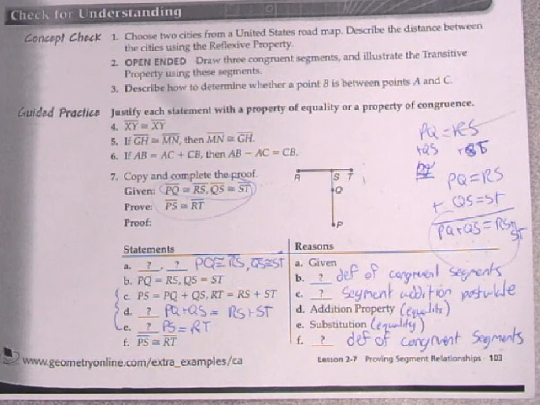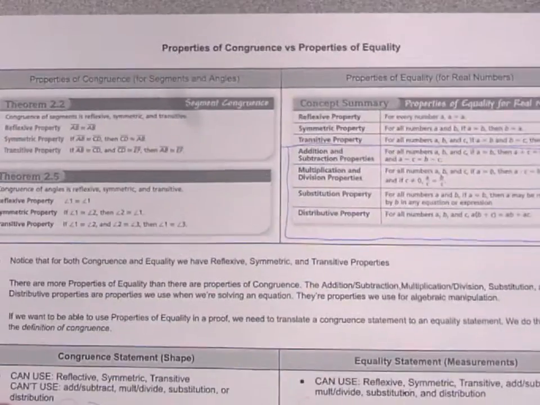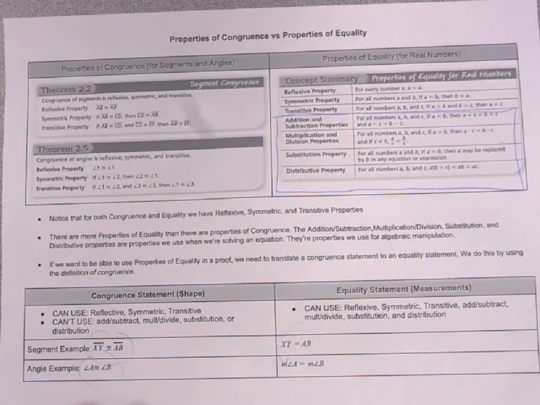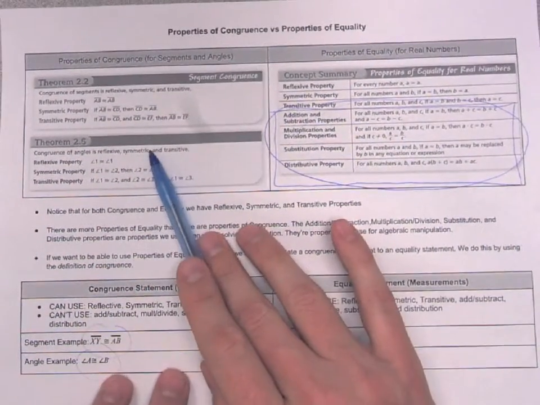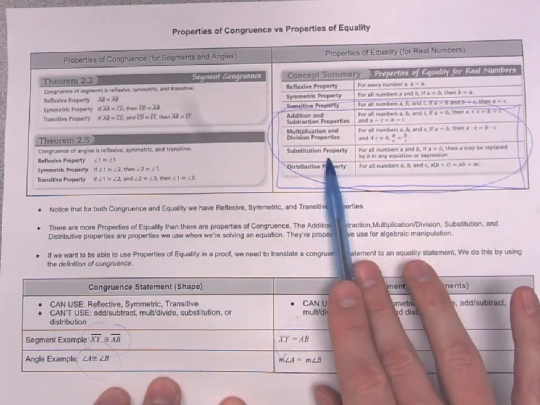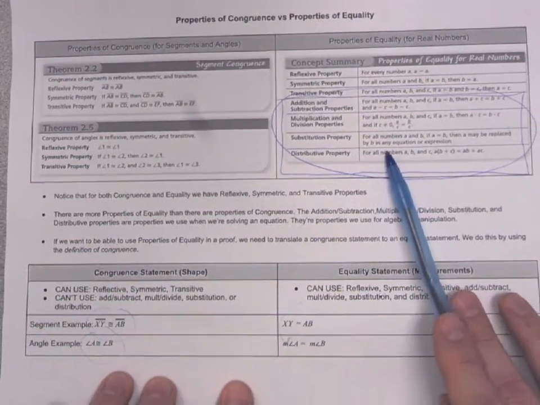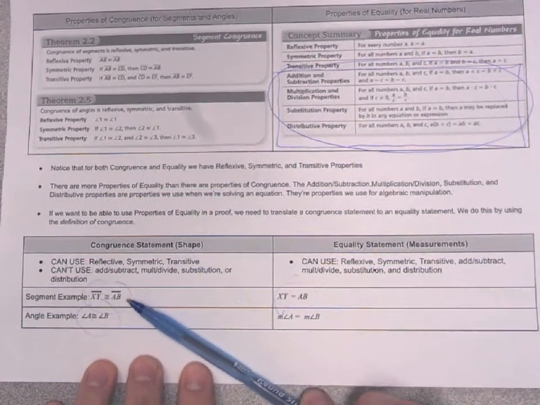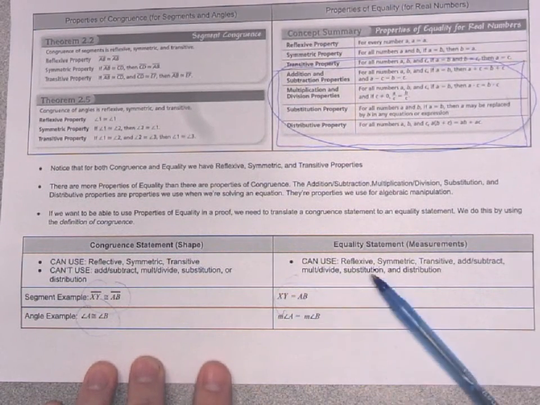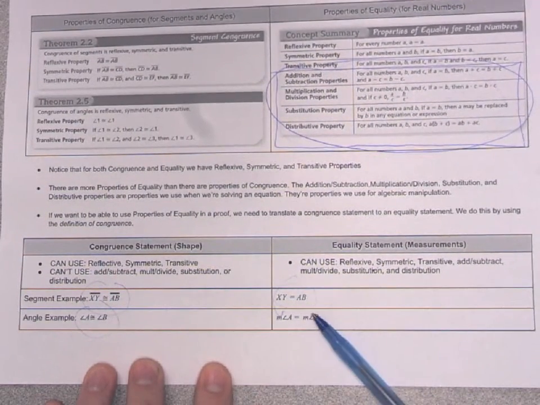And that's kind of the end of that proof. So that is an example of what's going on in this handout. Okay. Remember that I have more properties of equality than I do properties of congruence. All this add, subtract, multiply, divide, substitute, distribute, all those kind of things, they only work for equality. So if I'm given a congruent statement, which I was in this proof, I have to translate it over to an equality statement so that I can use all my algebra stuff. I can use all my algebraic properties to manipulate.